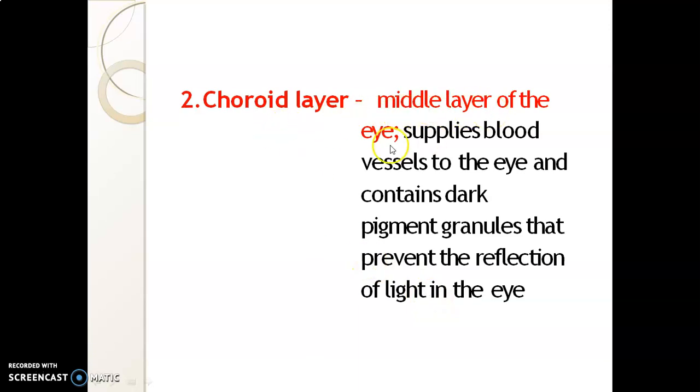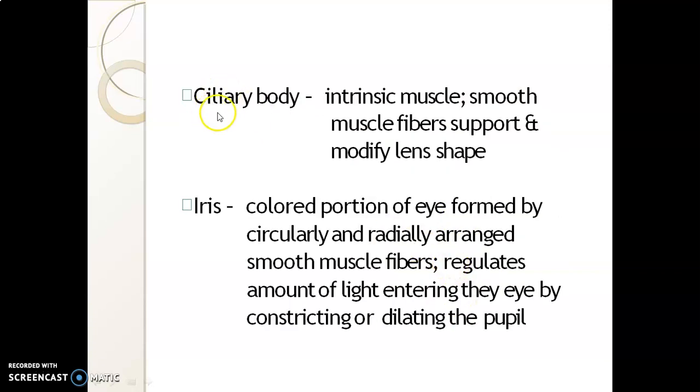Choroid layer, the middle layer of the eye, supplies blood vessels to the eye and contains dark pigment granules that prevent reflections in the eye. Ciliary body, intrinsic muscles, smooth muscle fibers that support and modify the lens shape. It helps the lens to change its shape.